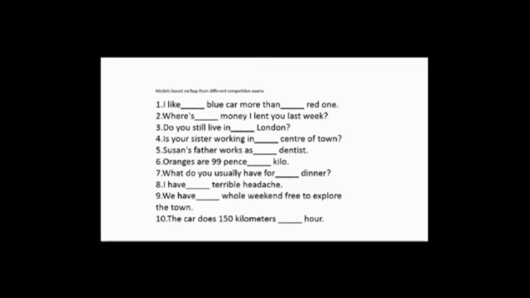Now, where's dash money I lent you last week? Here again, money is not some random. See, money makes many things. Here, before money, I need not use any article. But in this particular example, where is the money that I lent you last week? So here we are specific about some money which was lent last week. So before specific things, we use the. Do you still live in London? Before proper nouns, we should not use an article. So that rule comes here.